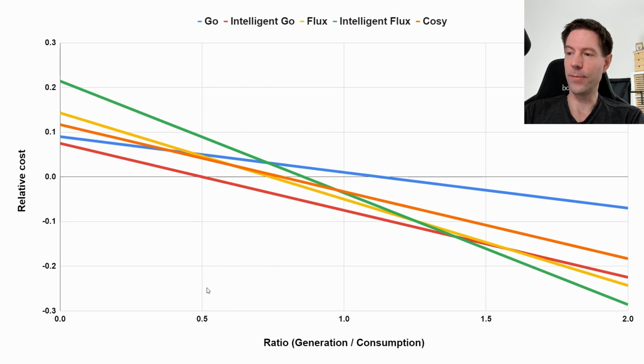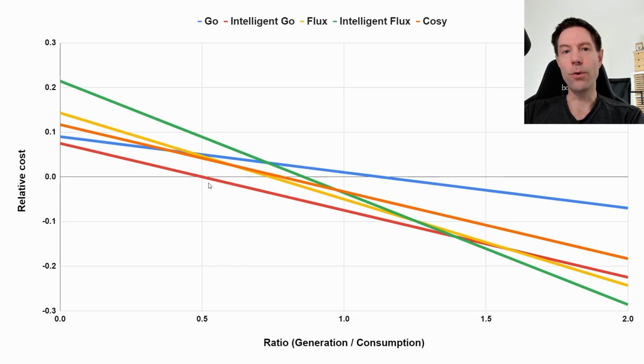So let's say you had a generation to consumption ratio of 0.5, so you're generating only half the amount that you consume. You would read up here and find the tariff which has the lowest line, and in this particular case it's Intelligent Go, it's the red line here. So that would give you the lowest cost for a generation to consumption ratio of 0.5. If you weren't able to get Intelligent Go, you would pick the next one up. In this case, that would be Cosy, or maybe Flux, or maybe regular Go. They're all much of a muchness. But you probably wouldn't pick Intelligent Flux because that would give you a higher cost than any of these other tariffs.